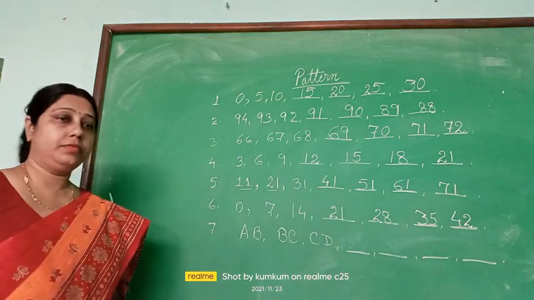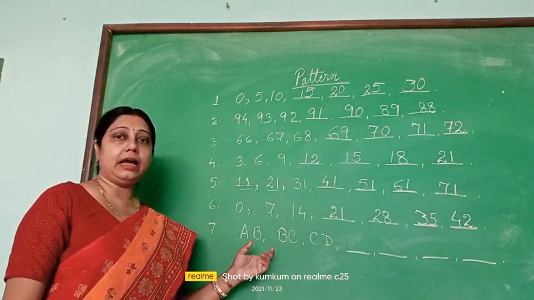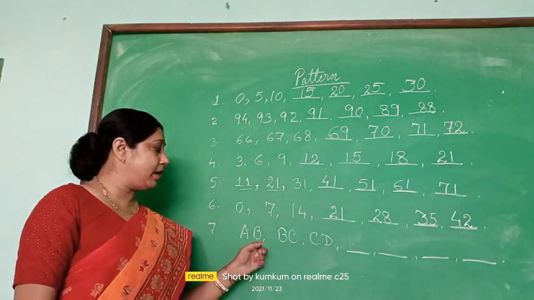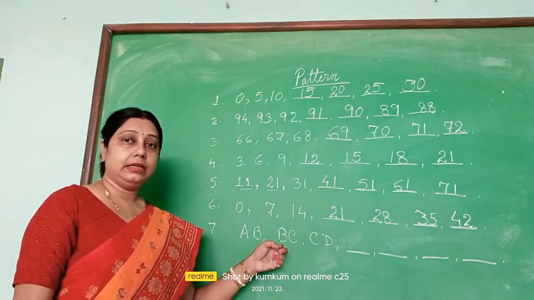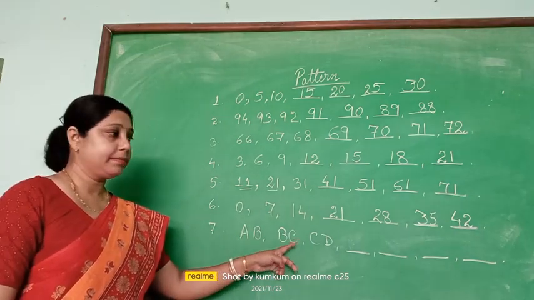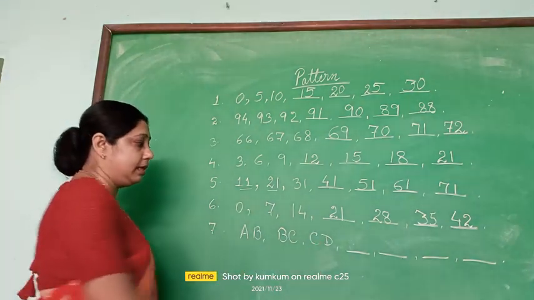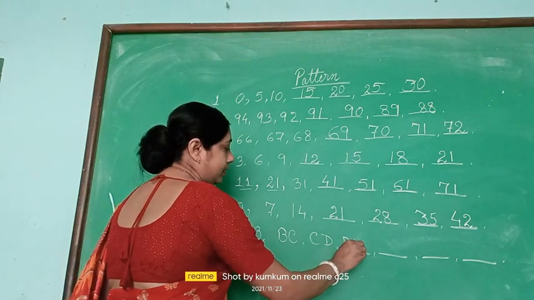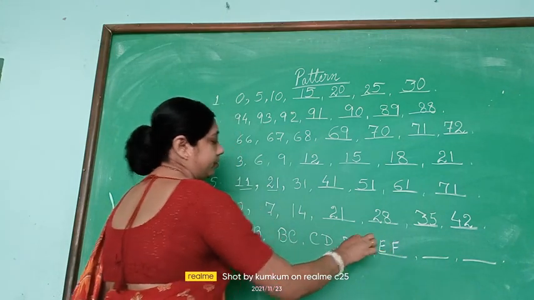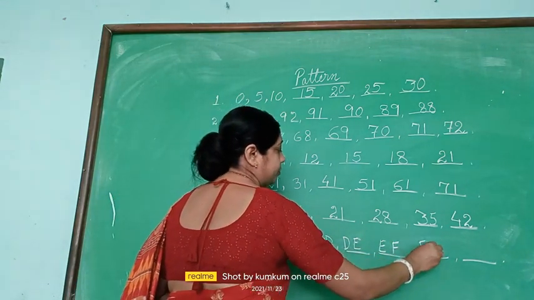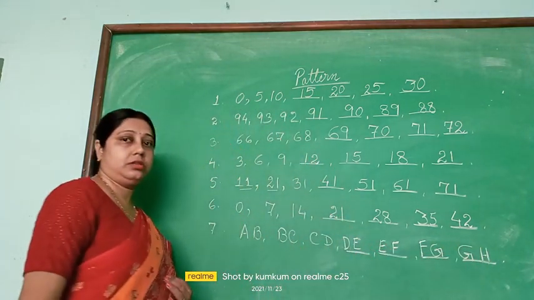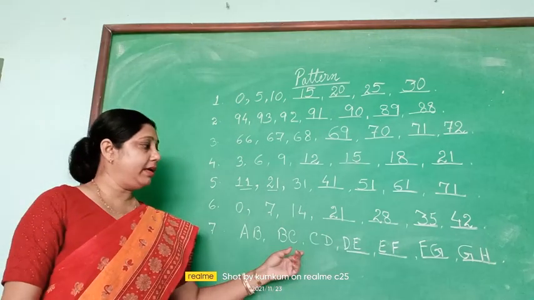Now next one. Here see I have written the alphabets A, B, B, C, C, D. That means one is ending, the next pattern is starting. First sequence A, B. Then the next one is starting with B. Again next one. So again it is starting with C, D. Now I will write here D, E. Then E, F, F, G, G, H. So in this way we have followed.